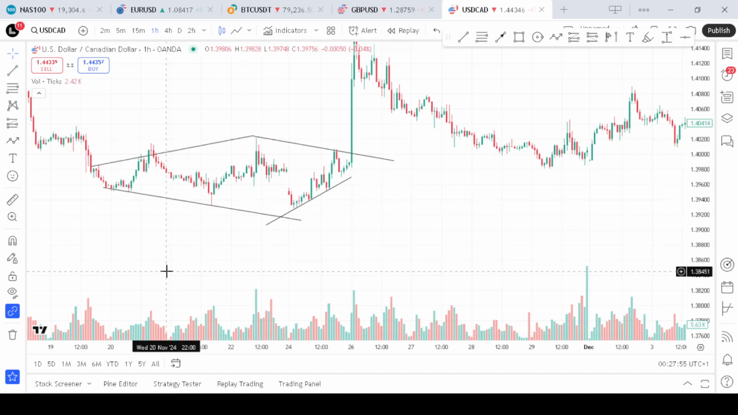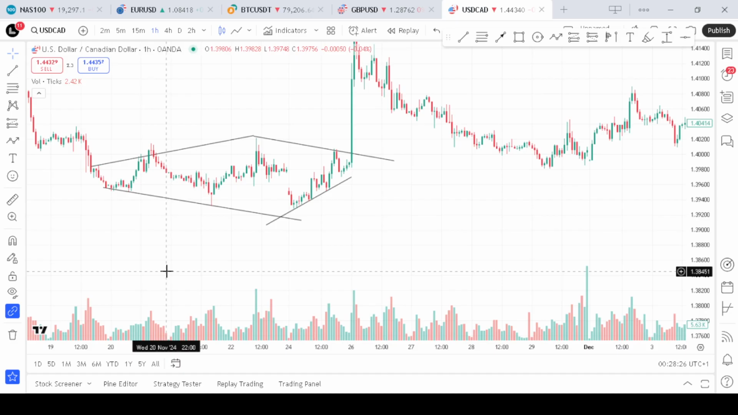Now let's see how we can trade this pattern. Trading the diamond continuation pattern effectively requires a clear strategy to capitalize on its potential, and here is how you can approach trading this pattern with confidence. First, you focus on the breakout. The key to trading the diamond continuation pattern is waiting for a confirmed breakout from the diamond structure.